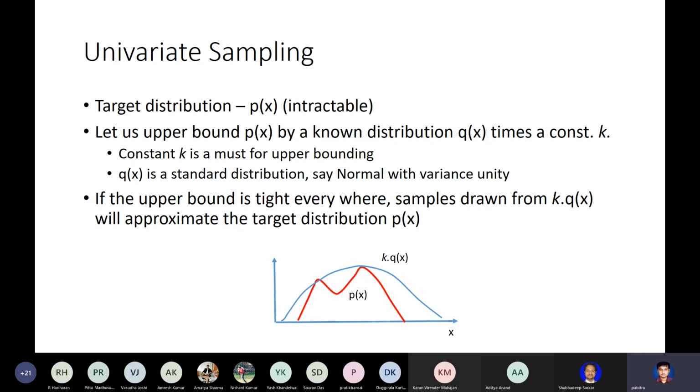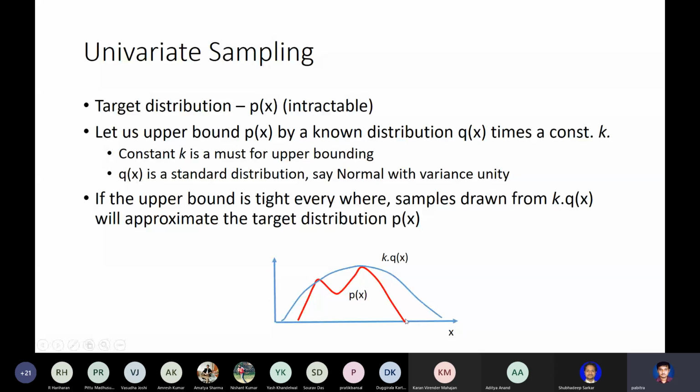Note one thing: this constant k is very much necessary, because the area under this red curve is 1. If we just plotted q(x), the area under it would also have been 1. q(x) will never be able to enclose p(x) because the area under both is the same. So if we multiply it by k, only then can you enclose it. The area under this blue curve is k, and the area under the red curve is 1 because it is a distribution. So the constant k is very much necessary. You cannot do away with the constant.